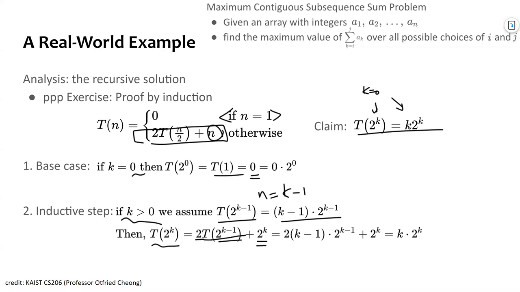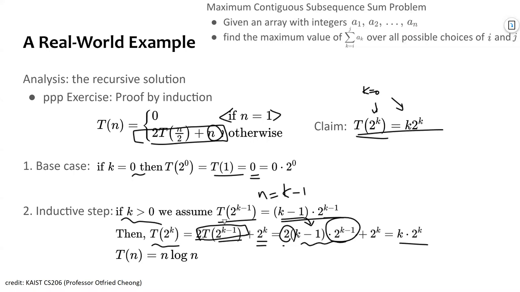And we know that this one is k minus 1 times 2 to the power of k minus 1. So we are putting this value here, and here we have 2. By combining these 2 to the power of k minus 1 and 2, it's going to be k times 2 to the power of k. So we just proved using mathematical induction that t of 2 to the power of k becomes k times 2 to the power of k.